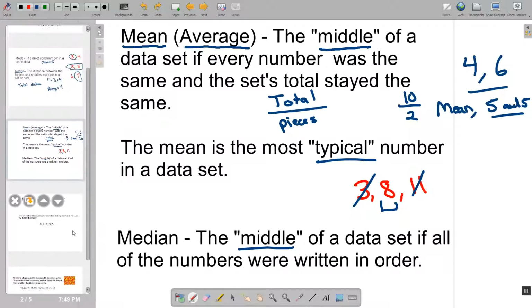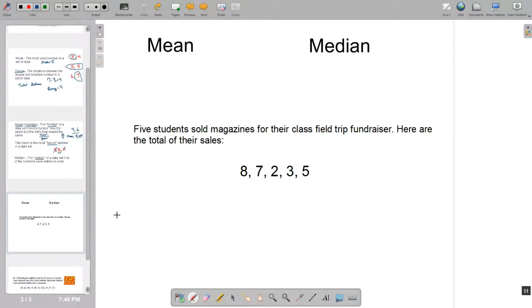Okay? So let's look at mean and median for a larger set of data and what they show about that set of data. So 5 students sold magazines for their class trip fundraiser. Here are the totals of their sales. 1 student sold 8 magazines, 1 student sold 7, 1 sold 2, 1 sold 3, and 1 sold 5. Whenever we're doing anything with statistics, I want to write this set of data in order. So I'm going to change this to 2, 3, 5, 7, and 8. Always easier to work with a set of data if it is written in order.